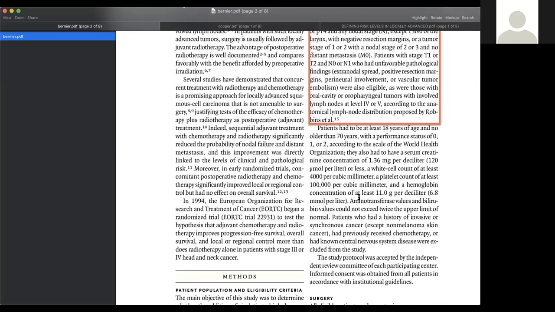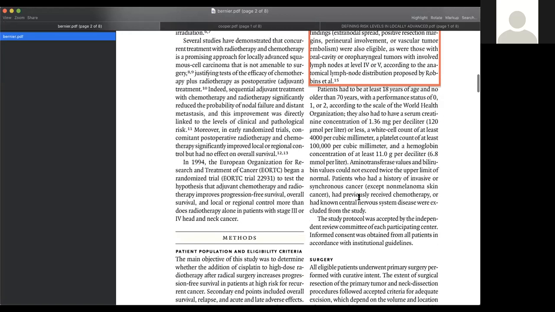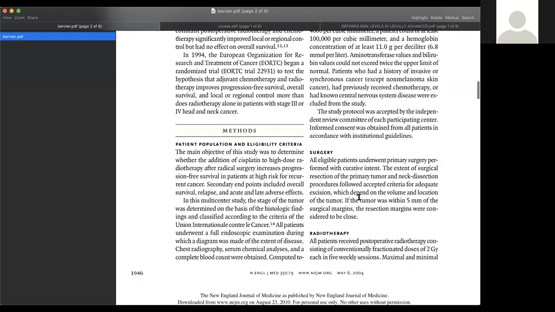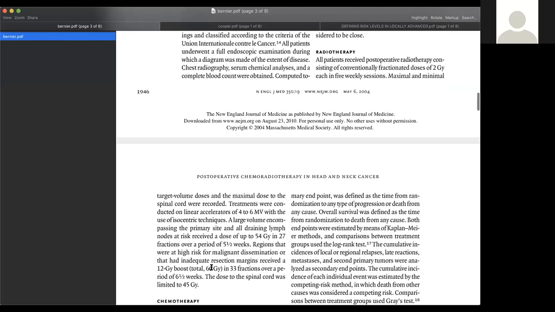Now, this was a multicentric study across several institutes, and they had standardized what their resection margins were. They had uniformly patients receiving 54 gray in 27 fractions for the primary site and regionals, which were the regional lymphatics. And the high risk regions got a 12 gray boost, so it was 66 gray in 33 fractions. And they had limited the spinal cord dose to 45 gray.